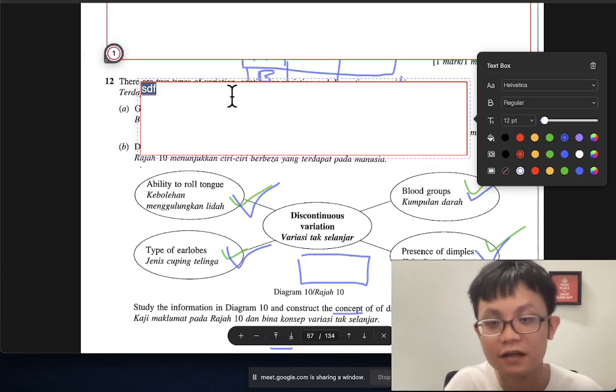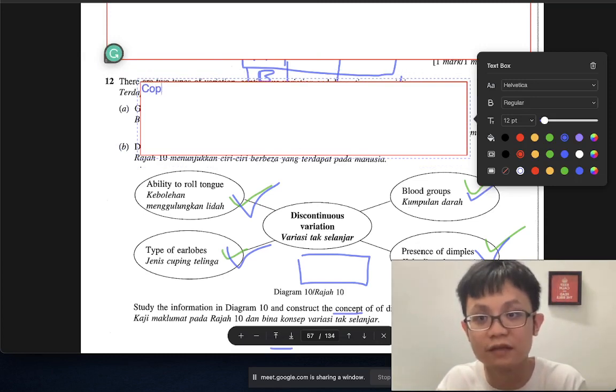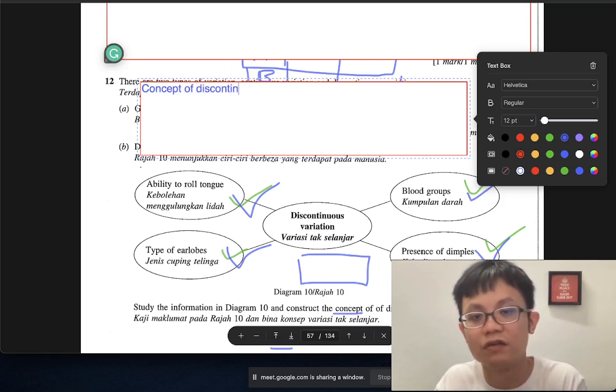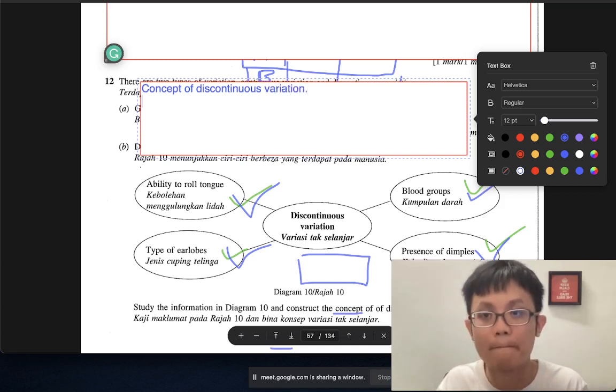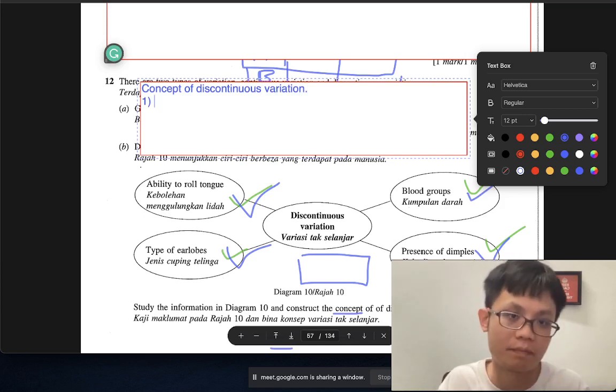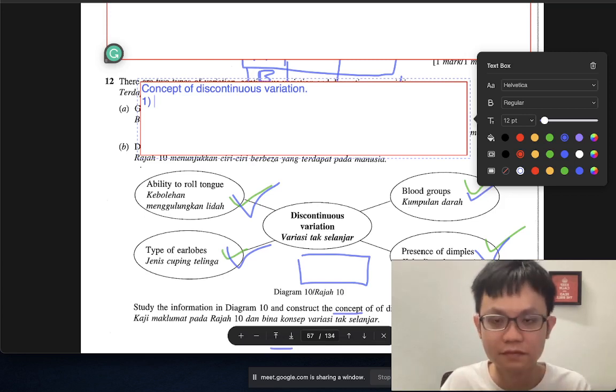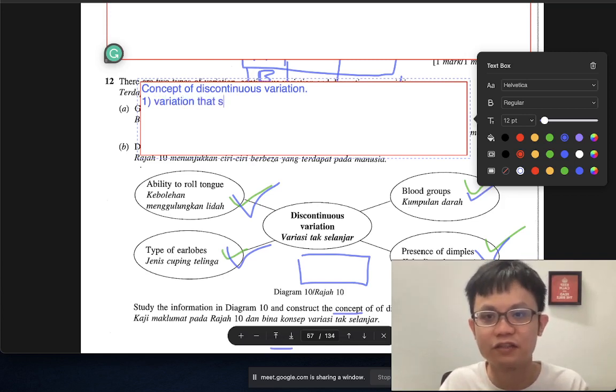Yeah, you're saying the concept. So we know the topic, so it is the concept of discontinuous variation. So what are the concepts that you want to say? So I just explain the concept. Discontinuous variations are variations that show significant differences. Okay, variation that shows significant differences. Okay, any more concepts?